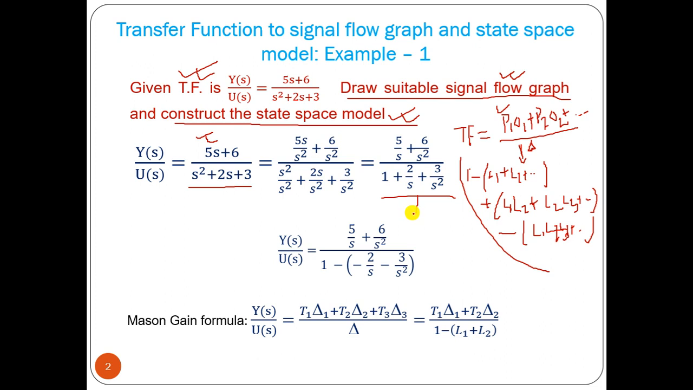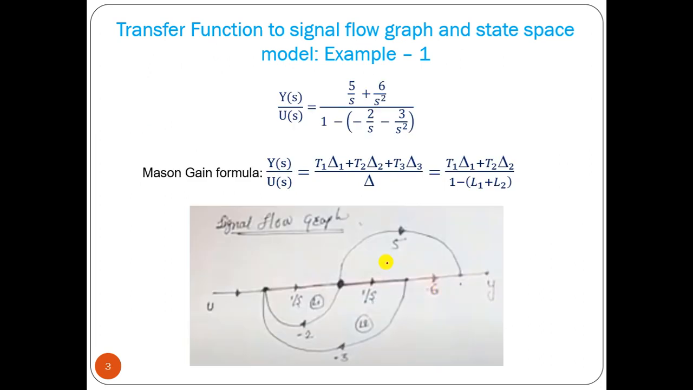Now we can write this in Mason's gain formula form, that is 1 minus minus 2 by s minus 3 by s square. This is your loop 1 and this is your loop 2. This is your P1 into delta 1 and this is your P2 into delta 2. Here delta 1 and delta 2 we can consider as 1.